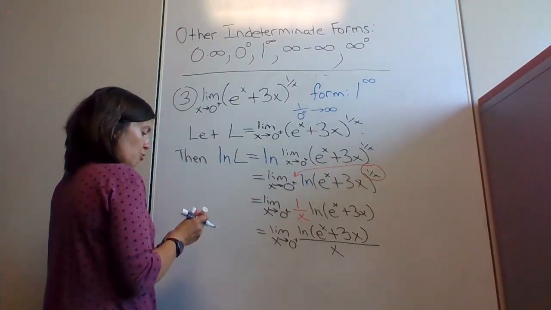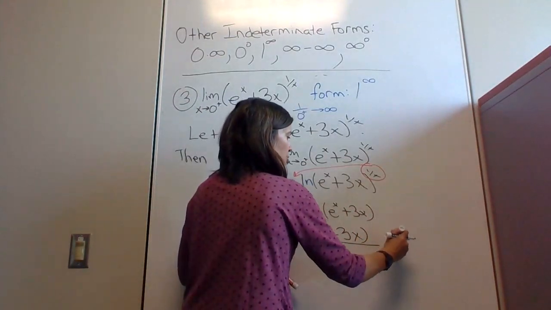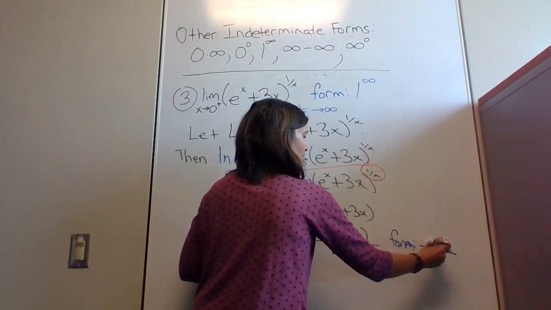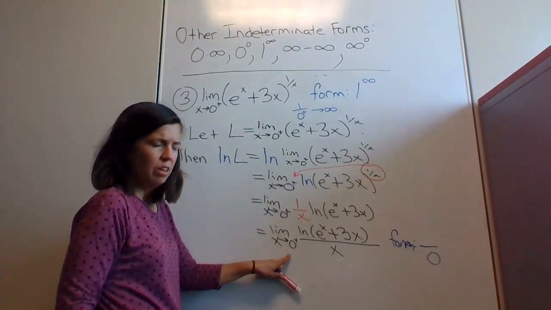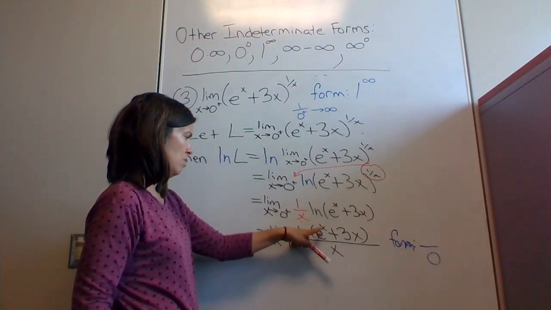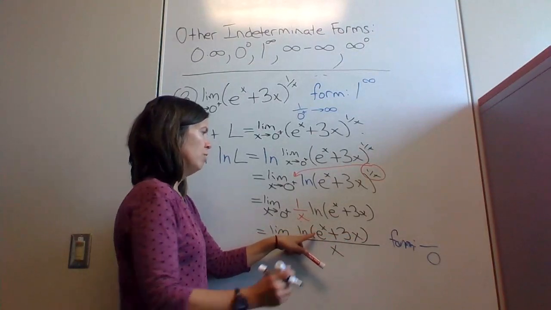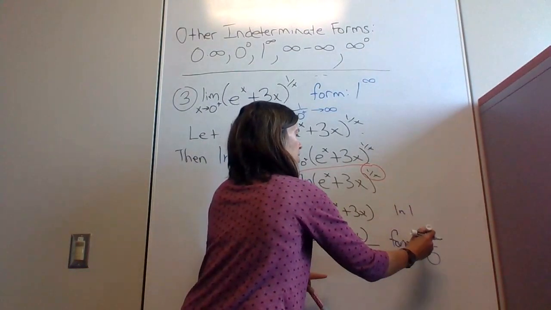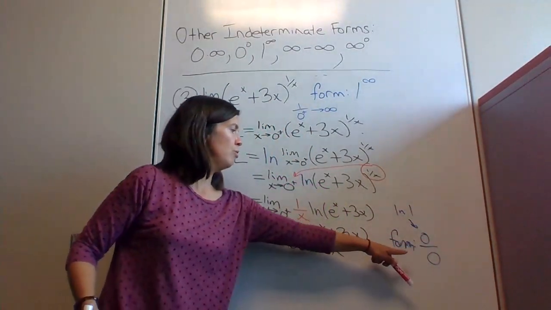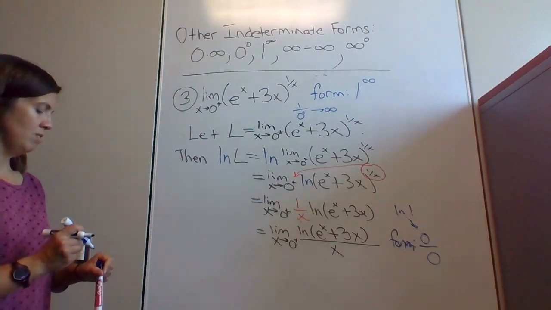So now we should check on the form. Well, the denominator is certainly approaching 0. Numerator, what's going on with the numerator? This is e to the 0, which is 1, plus 0. So the numerator here is approaching natural log of 1, which is 0. So we now have the form 0 over 0, which means we can apply L'Hopital's rule.